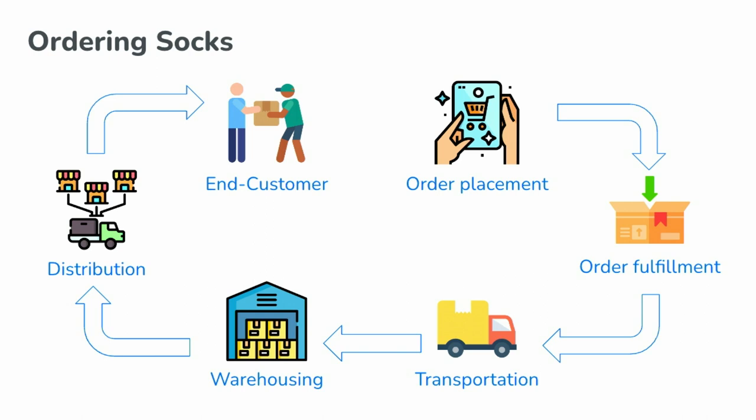Maybe the app is not working correctly. The user can't find something directly in the app. Maybe there's bad weather and transportation gets delayed. Maybe the ID number is not correct and the item gets lost in the warehouse. And all of these things lead to the end customer receiving his package late.